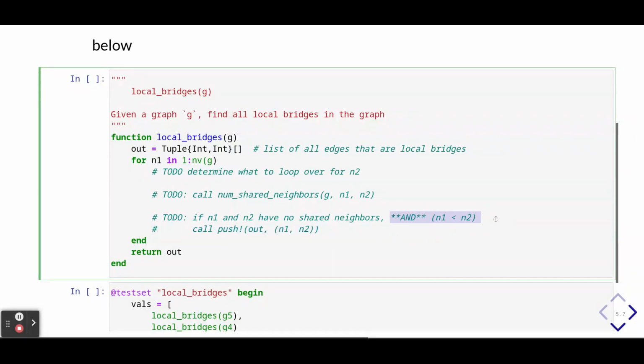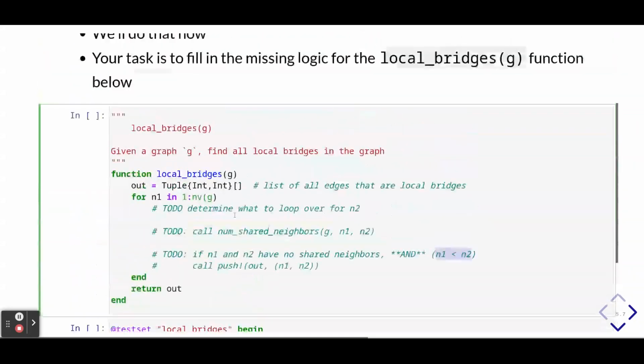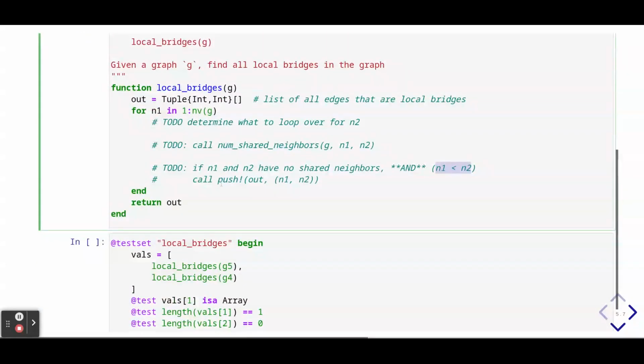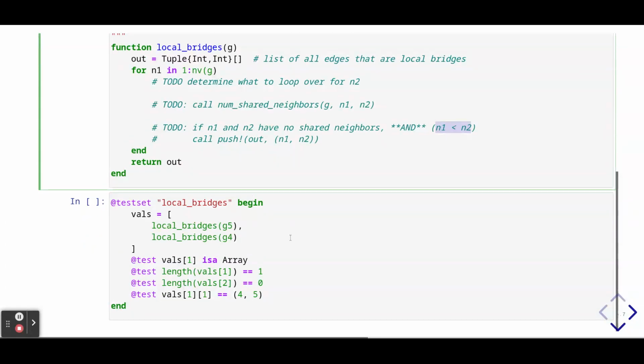And notice I have a little helper here. This is going to help you avoid double counting because we're working with undirected graphs here. We're just going to retain a strict ordering so that in this array of tuples, we always have n1 less than n2. Otherwise, we would double count the local bridge 3, 4 and 4, 3. We don't want that. So I'll leave this for you. There's a little test function here to help you verify if you get it correct or not.